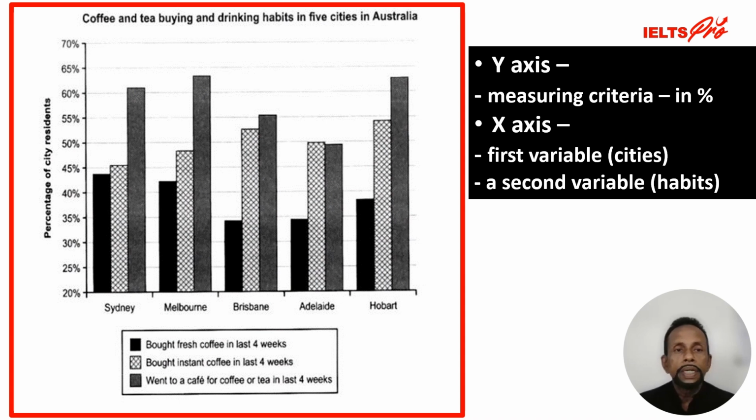The second type is given in the legend. There are 3 types of habits which have been surveyed in these 5 cities. They are bought fresh coffee, bought instant coffee, went to a cafe for coffee or tea. Data has been collected over the last 4 weeks.